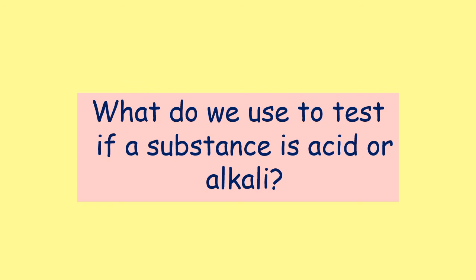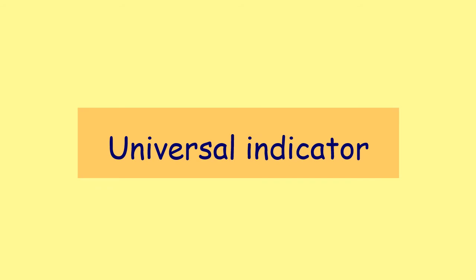Next question is, what do we do if we want to test a substance for how acid or alkali it is? What do we use to test if a substance is acid or alkali? This one, the answer is we use universal indicator. Or if you wanted to, you could have said another type of indicator. Maybe you tried the red cabbage indicator. That would work. But the main one that we're looking for is universal indicator.